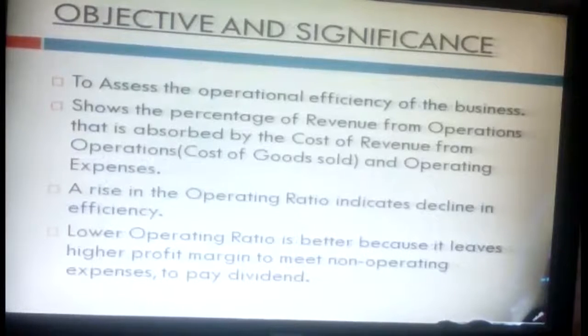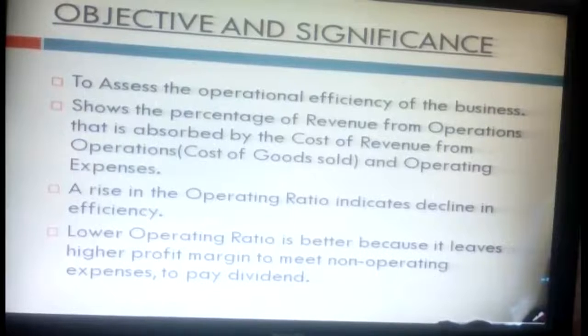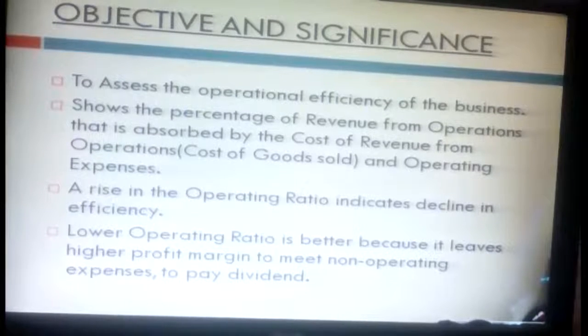Objective and significance: to assess the operational efficiency of the business. It shows the percentage of revenue from operations that is absorbed by the cost of revenue from operations, cost of goods sold and operating expenses. So a rise in the operating ratio indicates decline in efficiency. The lower operating ratio is better because it leaves a higher profit margin to meet non-operating expenses and to pay dividend. That is the idea here for objective and significance.